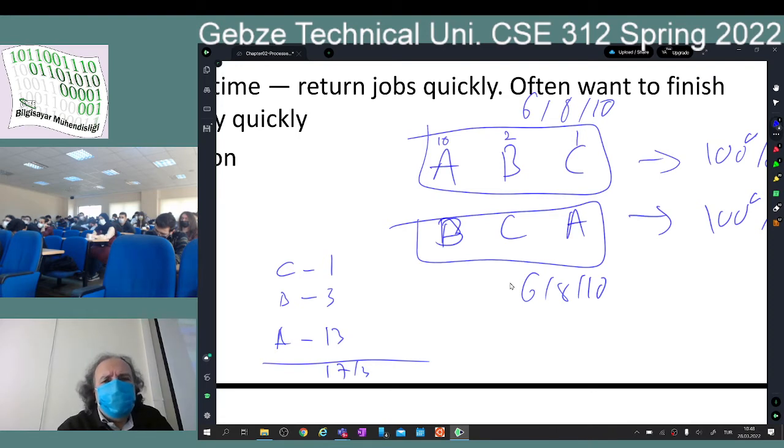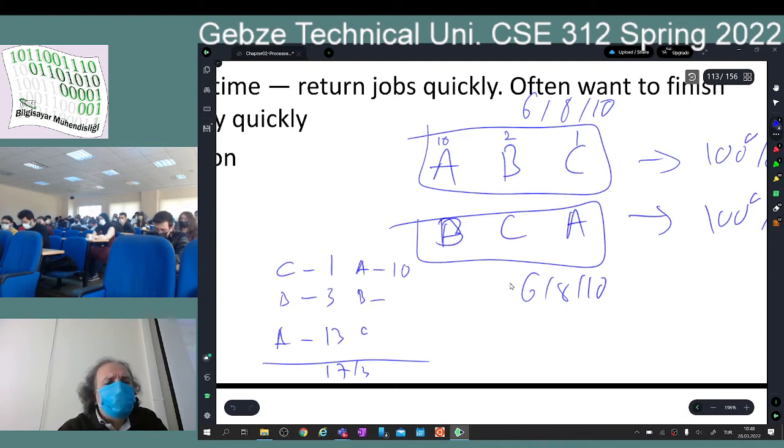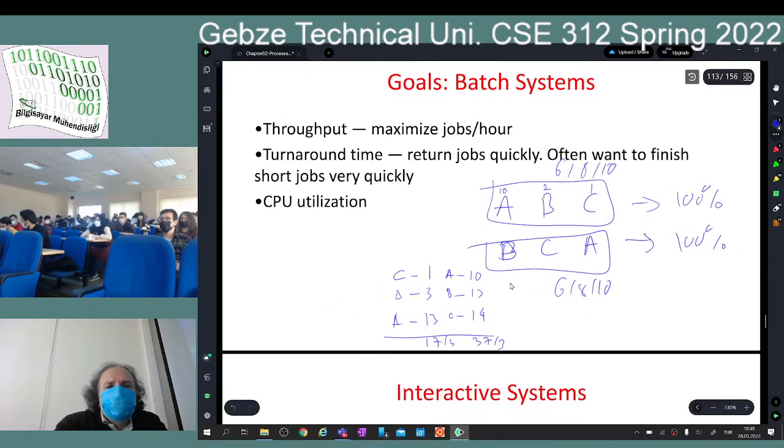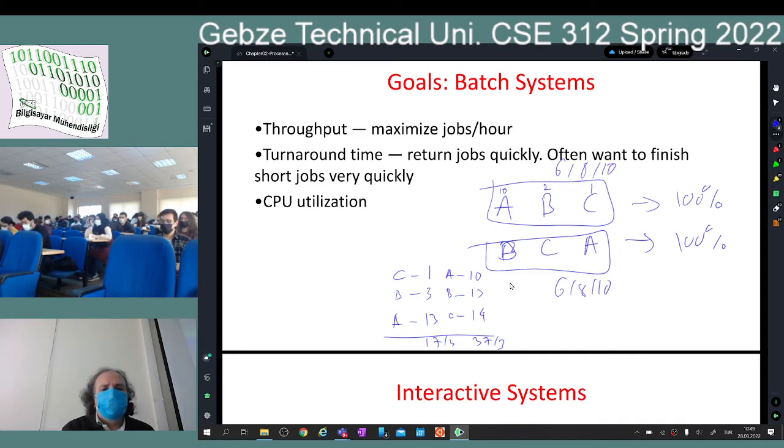How about this order, A, B, C? If I do A, B, C, A is going to take 10 minutes. B is going to take 10 minutes for A's time plus its own, so that is 12, and C is going to take 13 more, and that will be 37 in total, no longer matching this. Okay, so 37 over 3 is definitely longer than 17 over 3. So for the turnaround time, the rule is that you often want to finish short jobs very quickly, and we are going to look at this, okay?